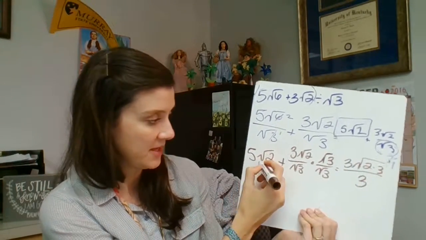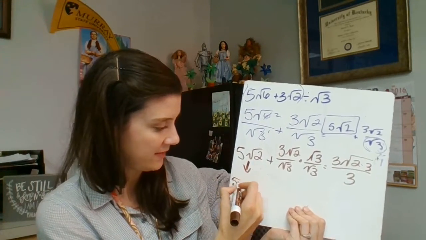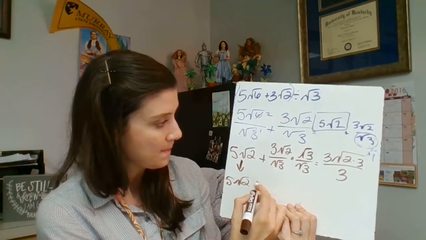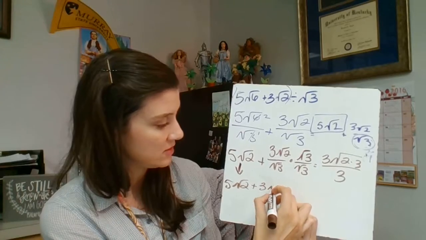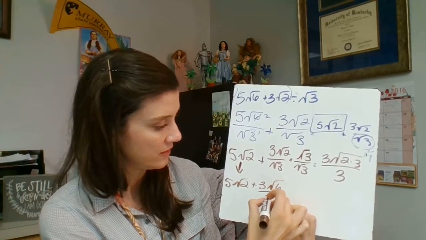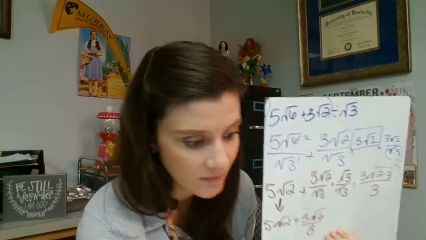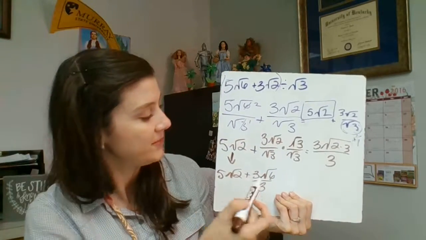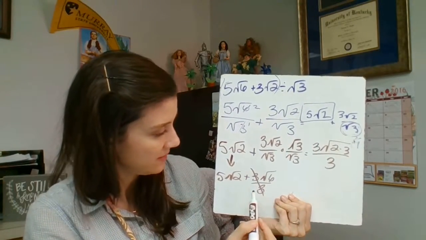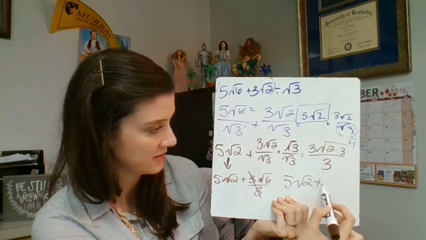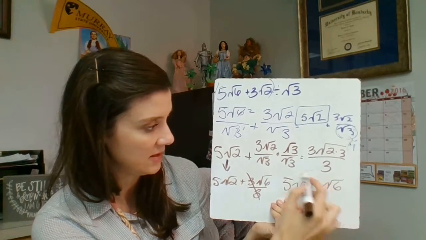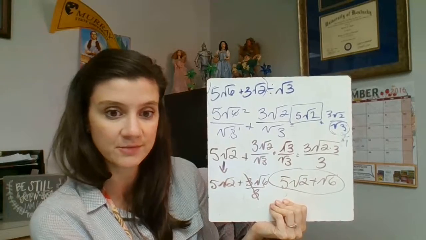Simplifying here, keeping that, gotta keep that 5 square root 2 plus 3 square root 6 over 3. And yeah, these will cancel out, and you're just left with 5 square root 2 plus square root 6. That will be your final answer.